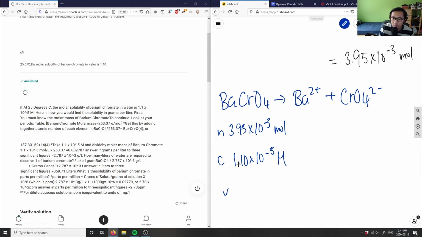So here's volume. I know that C equals n over V, so if I want to calculate my volume, it's going to be moles divided by concentration. So I have 3.95 times 10 to the negative 3 divided by this 1.10 times 10 to the negative 5. It's going to give me the volume, which is 359.